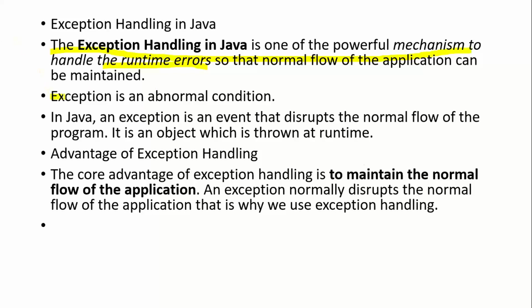So, what is an exception? An exception is an abnormal condition which disrupts the general execution, the normal flow of the program. An exception is an event that disturbs the normal flow of the program. It is an object which is thrown at runtime. When you compile the program, it may not show any error, but when you run the program, it may give rise to errors. Such errors are called exceptions, which have to be handled, or else they will cause a lot of damage or disturbance in your program.